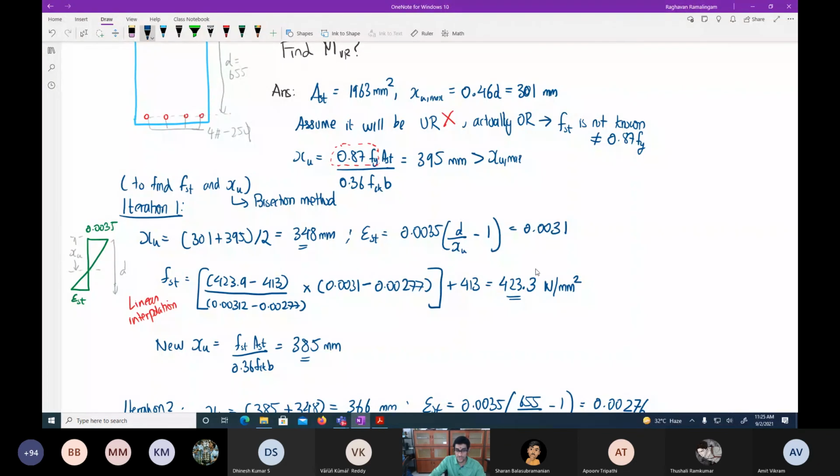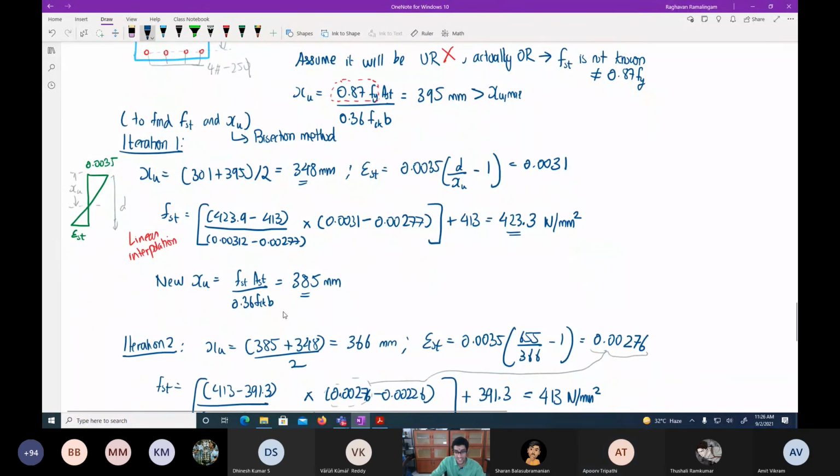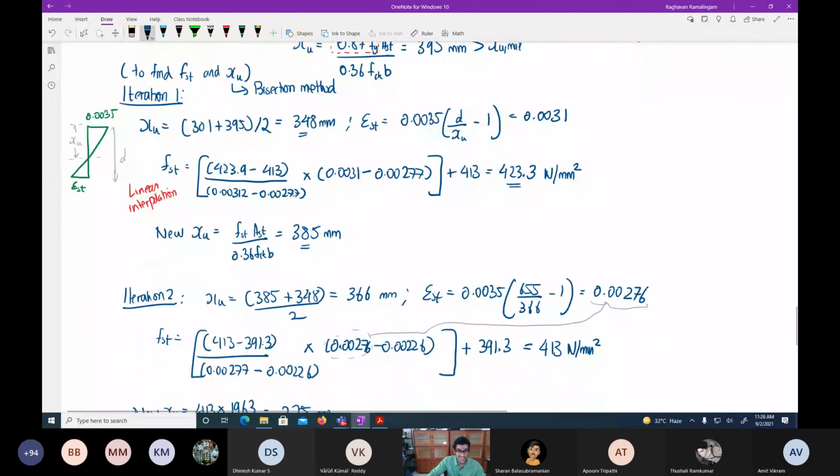Even though the table is for a non-linear stress strain curve, in between those points do a linear interpolation. It is somewhat wrong, but it's acceptable. Use linear interpolation and find the stress. Based on the stress, find the new value of XU. Compare this new value of XU with the XU you started with. For example, 385 compared to 348 is much different, so you have to iterate again.